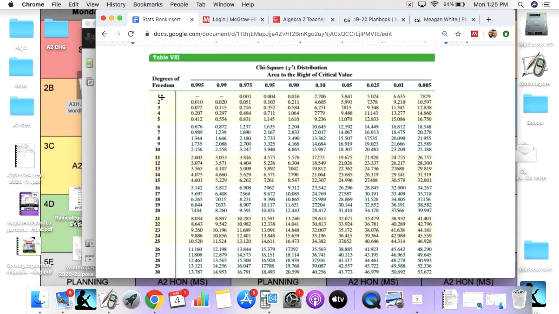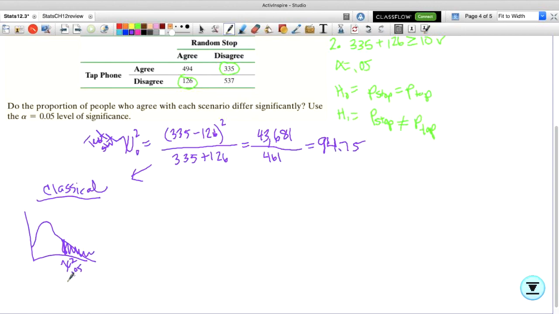So we're going to go to table 8, degree of freedom 1, and we're going to go over to 0.05, which is right here, and I see it is 3.814. So I'm going to go back now to my presentation. This value is 3.814. Remember, you use degrees of freedom equaling 1, and this is table 5, 6, 7, 8, in the back of your book.